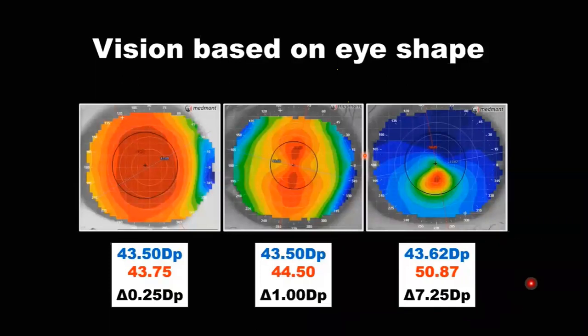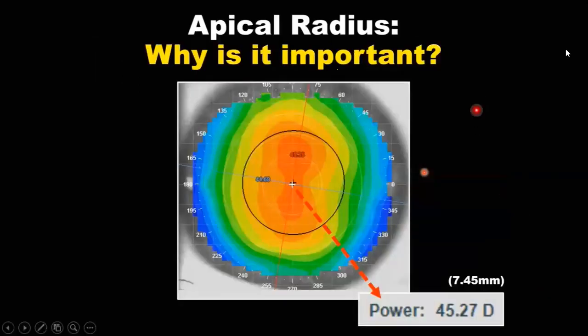So that is just a brief about how to look at the color coding. Then there is something called apical radius and why it is important. When I'm saying apical radius, that is the topmost point of the cornea. If you can see, this is a cornea, and at this point you can see a small cross, the plus sign here. This is the topmost point of the cornea, the apex.